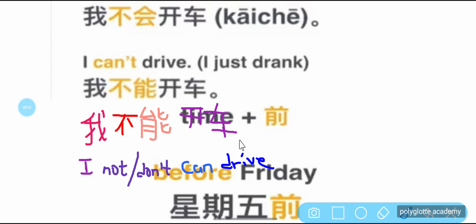I can't drive, which means I just drank. Maybe because of a circumstance, maybe I drank alcohol, and the company refuses or denies me access to the car, denies me access to drive. So this is what this sentence is talking about. So they deny me access to drive. So 我不能开车, I can't drive.